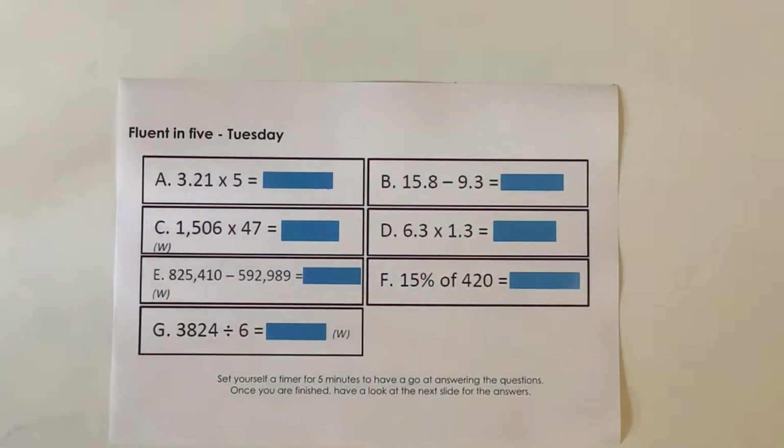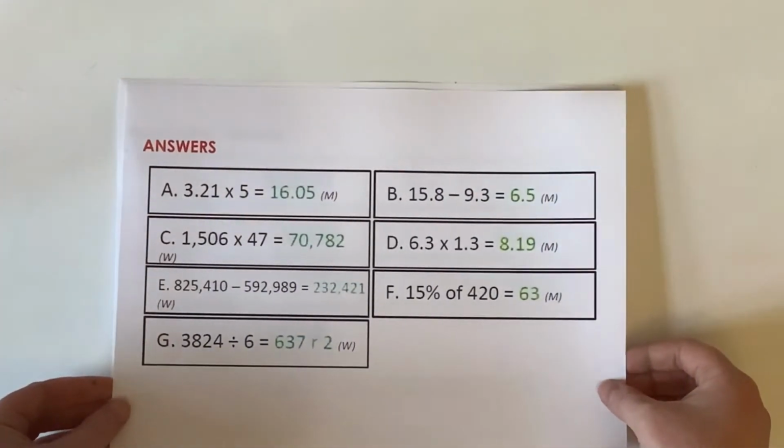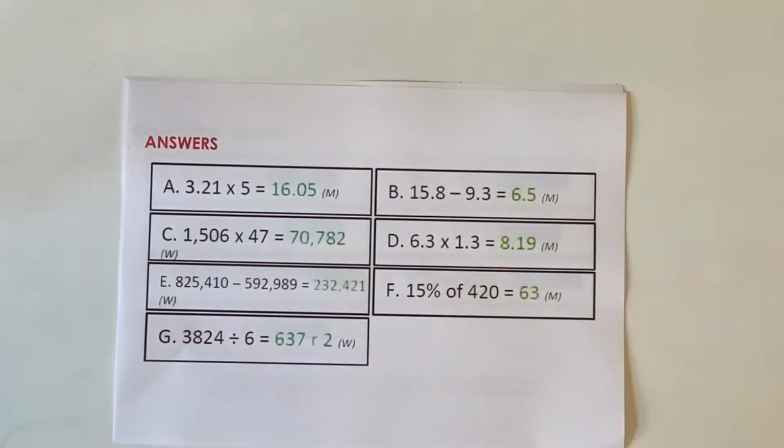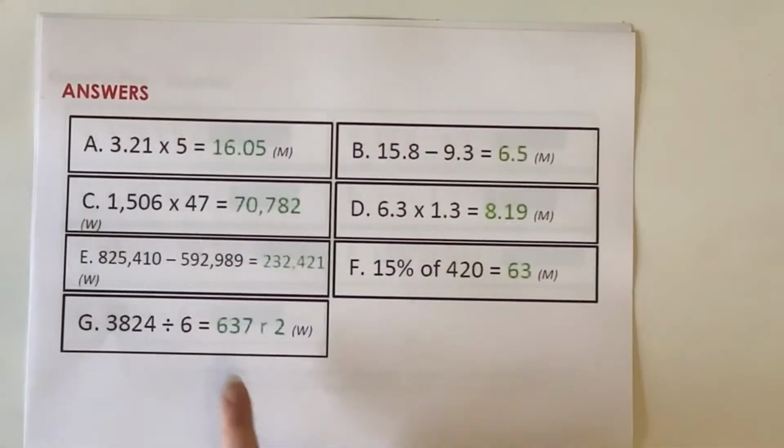Right, so let's have a look at those answers for today. Please remember to keep a record of your scores so that you can fill them in on the assessment sheet on Friday. You may have also worked out G to be a decimal remainder. If you did, you should have got the answer of 637.33. If you did that, that one is also correct, so you can have the mark.